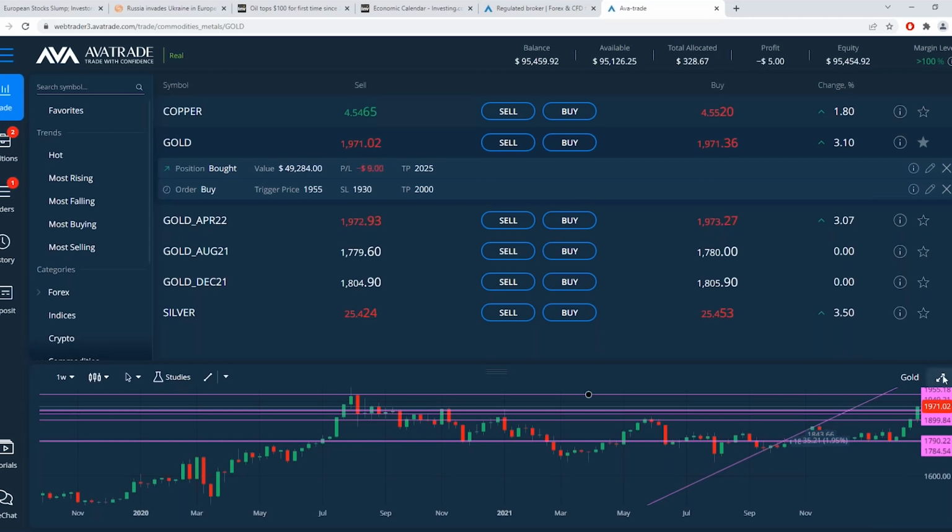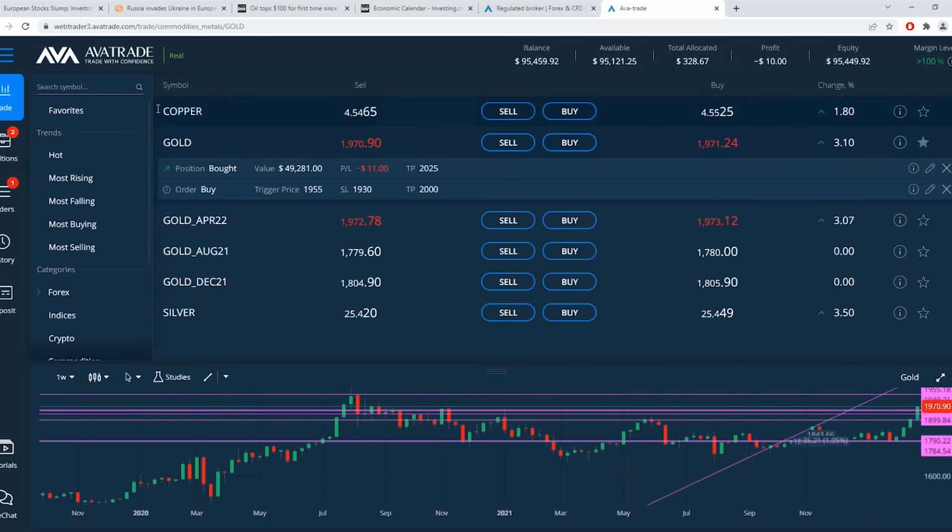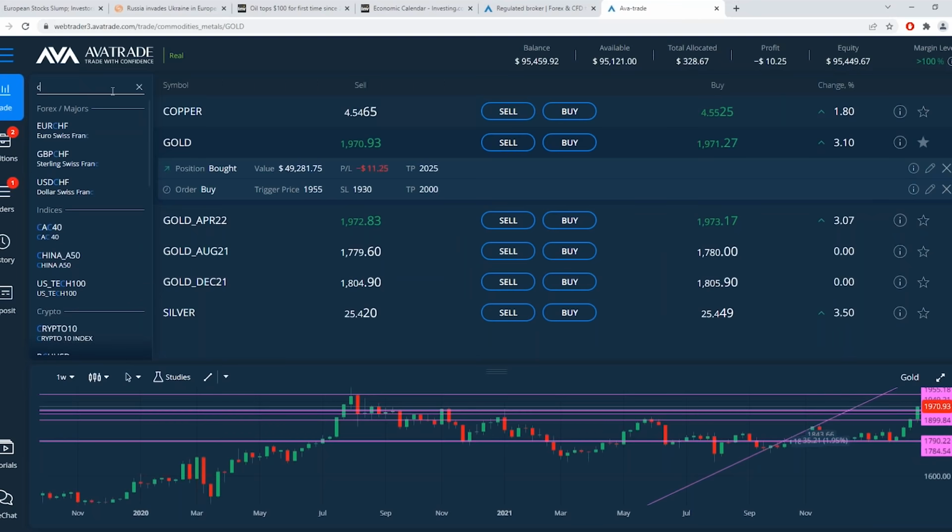All right, so we've gone through some examples on some different instruments. We might look at crude oil here.